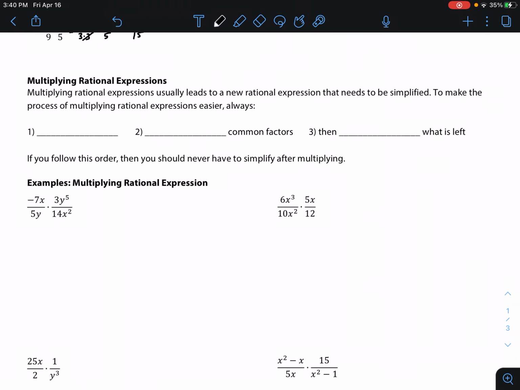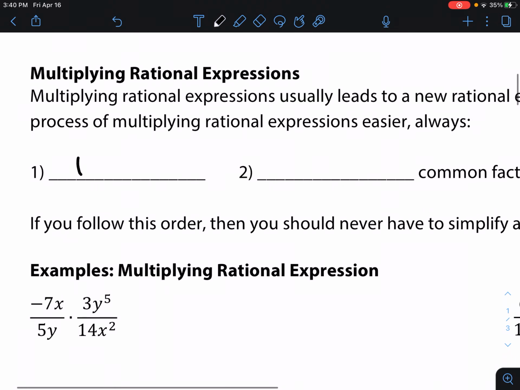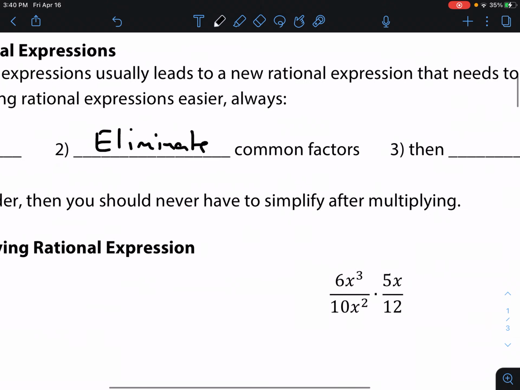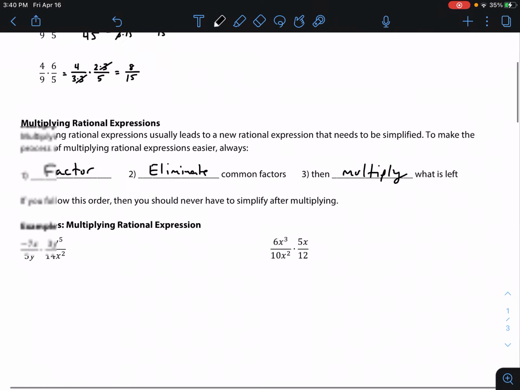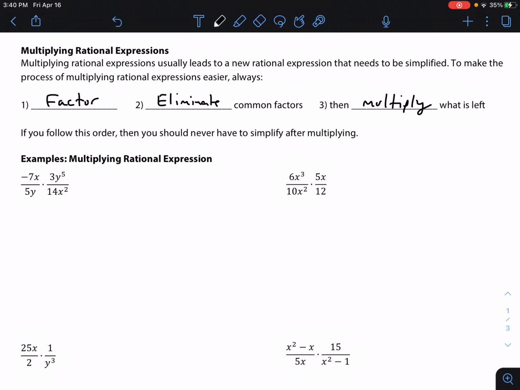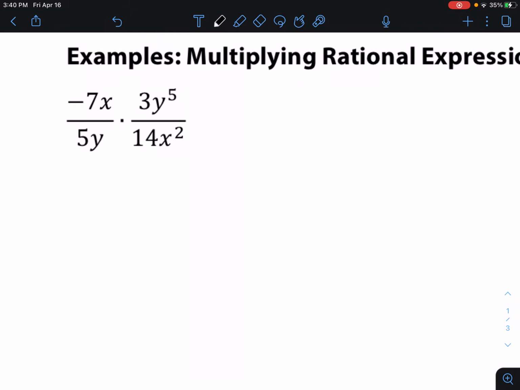It says multiplying rational expressions usually leads to a new rational expression that needs to be simplified. To make the process of multiplying rational expressions easier, always factor, eliminate common factors, then multiply what is left. Just like we did above. We factored, we eliminated common factors, and then we multiplied what is left. Okay? All right. So these get a little trickier, though, because we have variables involved.